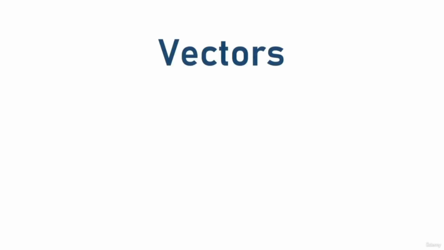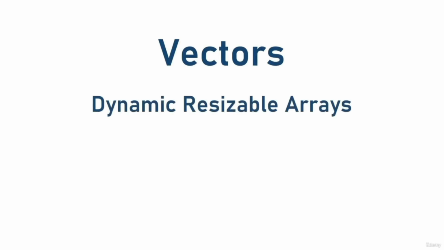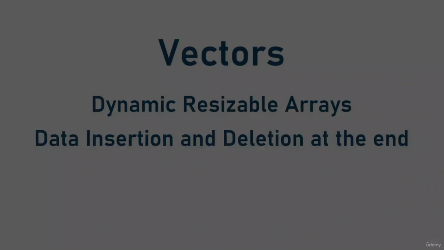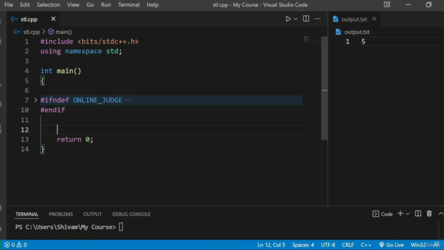So the first data structure we are going to see is vectors. Vectors are dynamic resizable arrays in which the elements are stored in contiguous memory locations. As these arrays are dynamic, the memory allocation is only done when a new element is inserted in those arrays. The element's insertion and deletion is done at the end, and there are certain functions for that. We will discuss them. To use the vector keyword, we should add the bits header file in our code.